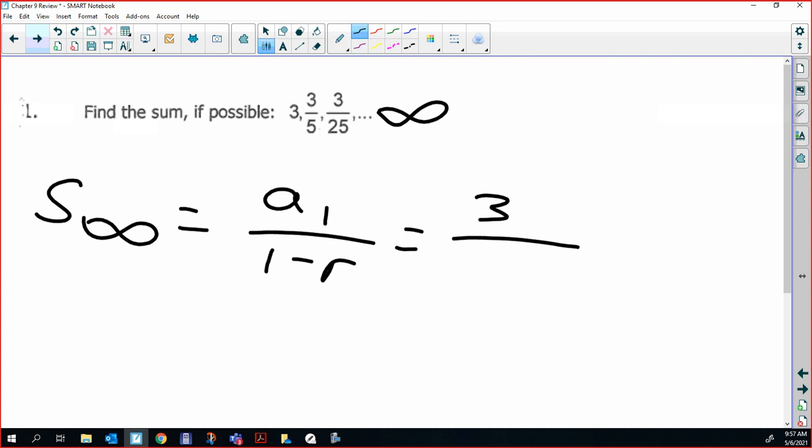R is the thing that's being multiplied over and over and over again. To get from 3 to 3/5, notice how the numerator is not changing. So the numerator of r has to be a 1 because the numerator doesn't change. The denominator changes. It's being multiplied by 5 each time. With fractions, you can look at the numerator and denominator separately to find r. 1, 5, 25, that means it's being multiplied by 5. So r is 1/5.